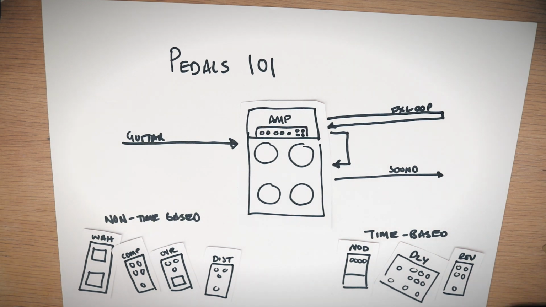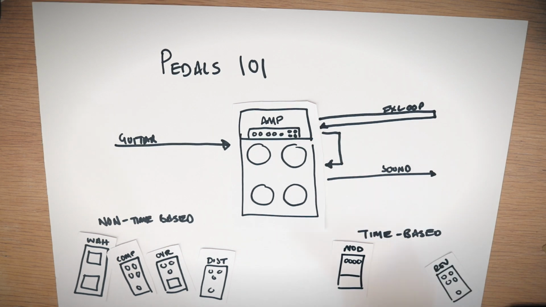Some time-based effects work great through the front of an amp, and if your amp isn't driving too hard, you can put the majority of effects, including time-based stuff, straight through the front of the amp, no problem. But if you're using a bit of gain, this is when the problems start. Let me show you what happens if we put a delay pedal through the front of a dirty amp.